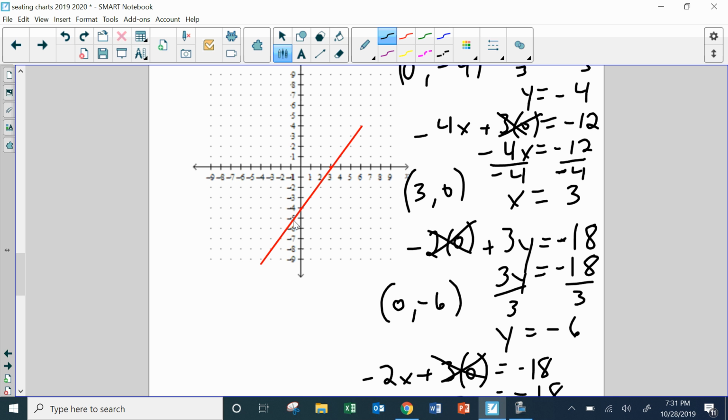So 0, negative 6 would be right here. I'm going to do this in green. Hard to tell, so I'm going to try to make it a little bit bigger. So 0, negative 6 would be right there. And then my other point was 9, comma 0, which would be over here. Maybe I'm going to use blue. Blue stands out a little bit better, I think.